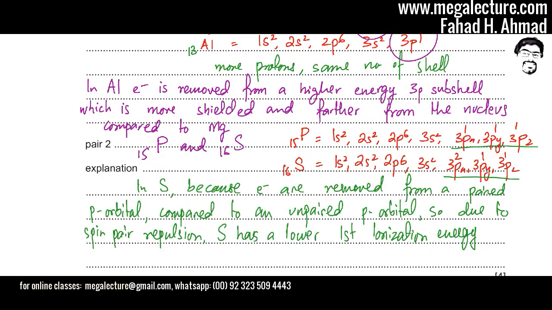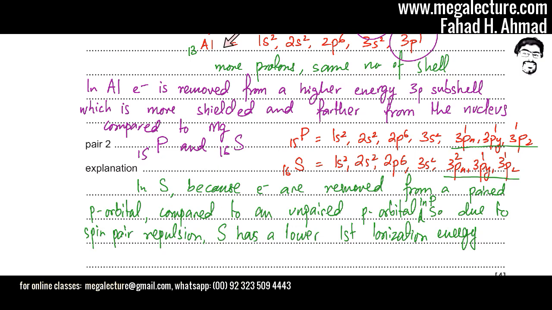This is the statement that I've written, which is that in sulfur, because electrons are removed from a paired p orbital compared to an unpaired p orbital in phosphorus, we should add that in phosphorus. So due to spin pair repulsion, the two electrons would be repelling each other, which is why it would become easier to remove an electron. So due to spin pair repulsion, sulfur is going to have a lower first ionization energy, and that is going to be your answer.